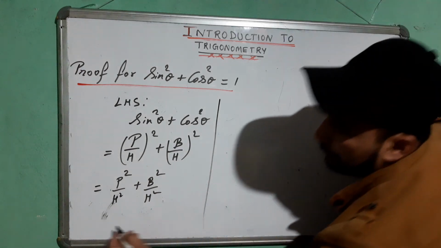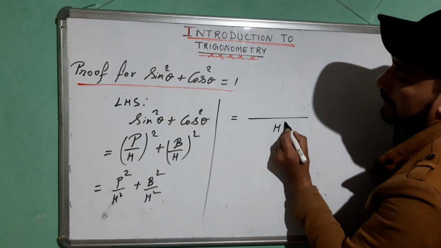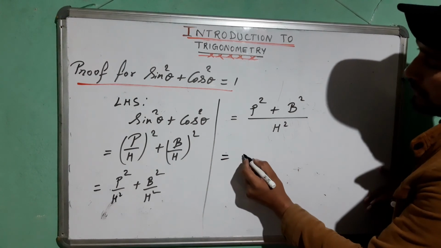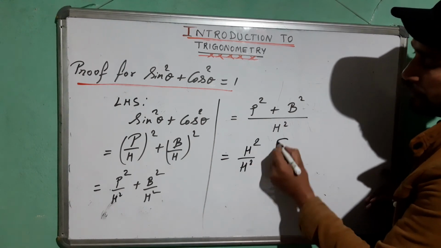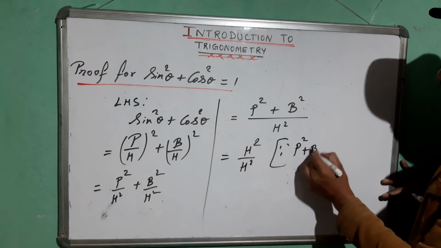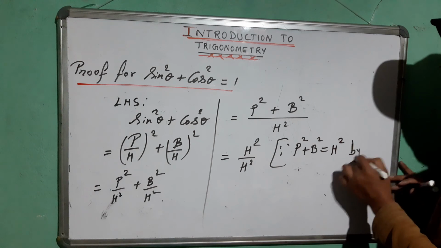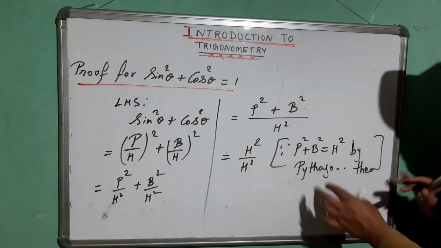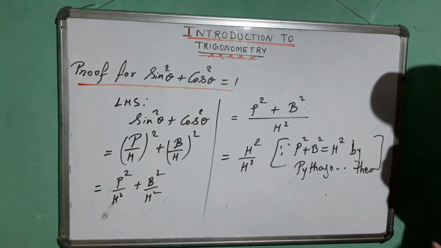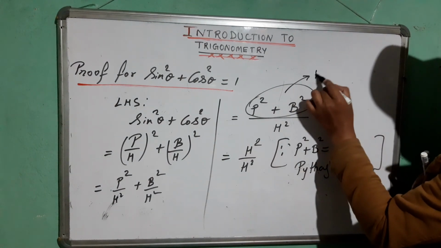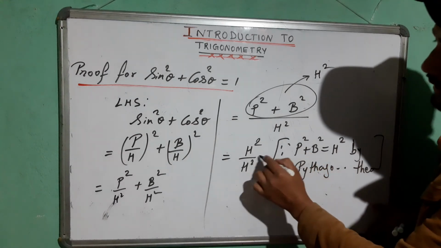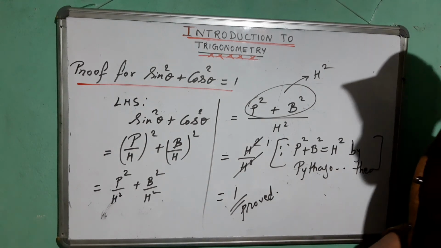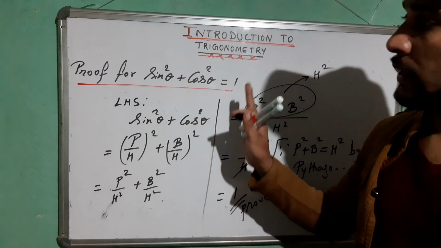If you take h square as LCM, then you will get p square plus b square in the numerator. Okay, so p square plus b square is h square, because p square plus b square equals to h square by Pythagoras theorem. Okay, this I had given you in the first part of this video. So instead of this I have written h square, p square plus b square is h square, so h square by h square, this you can cancel, so 1, proved. In this way you have to prove. In similar manner you try to prove the other two relations.